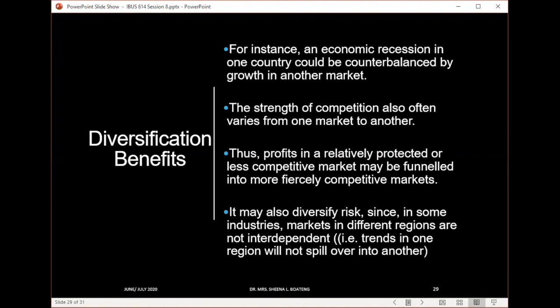Because if you are operating in countries in different regions, for instance, the markets in these different regions may not be interdependent. So whatever trend is taking place in one region, be it high levels of inflation or changes in consumer tastes and preferences, may not necessarily spill over to your operations in other markets. So that will make it easy for you to offset the different challenges that you face in one market with the other market's operations.